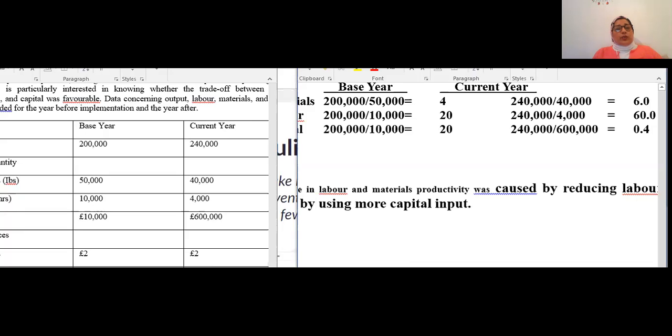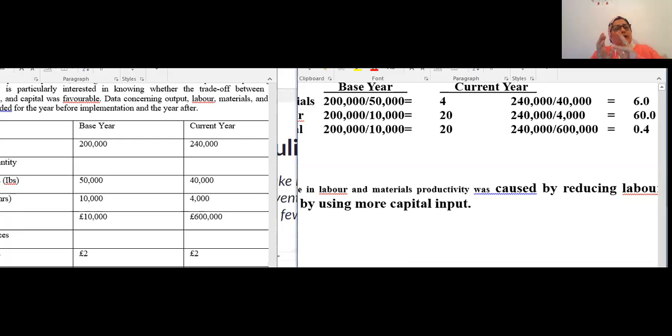Moving to labor, it was 20 because the output was 200 divided by 10, and for the current year it was 60, because the output increased. The last one is capital: 200 divided by 10 was 20 in the base year, and then it was 0.4 in the current year.